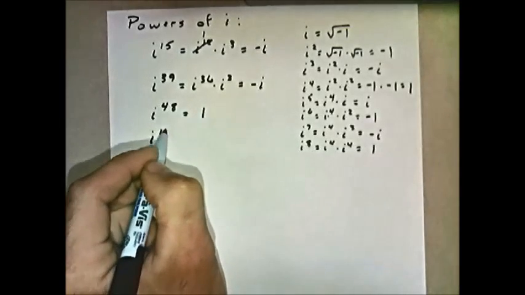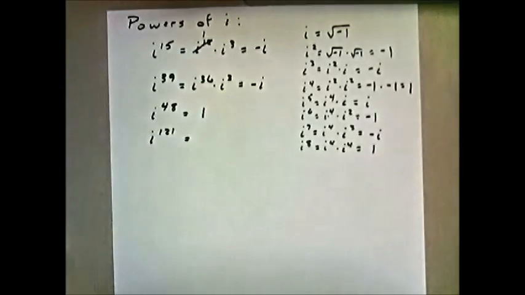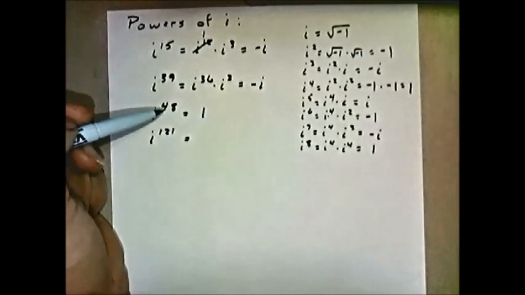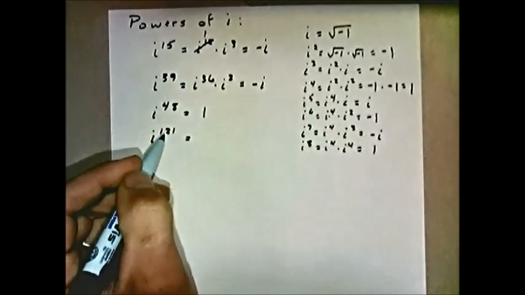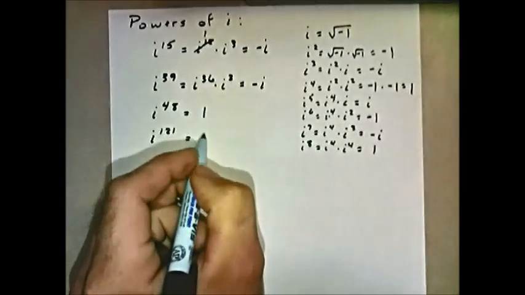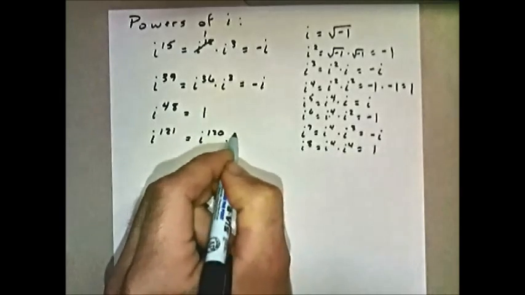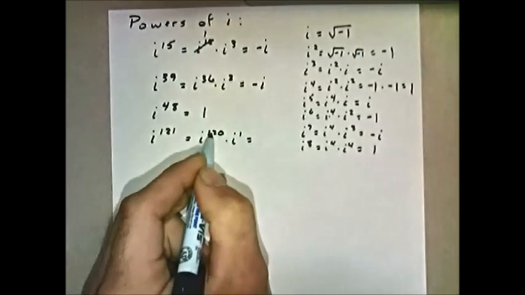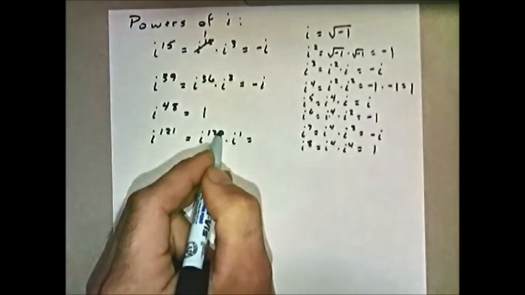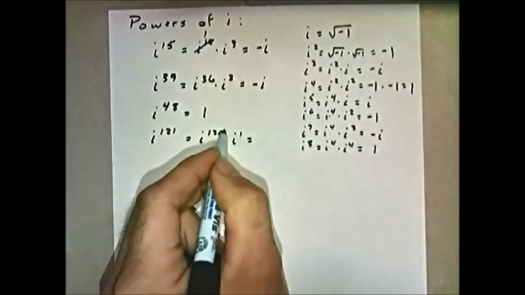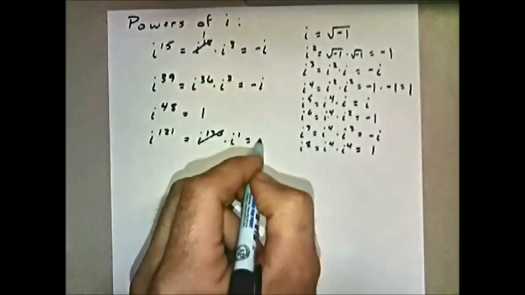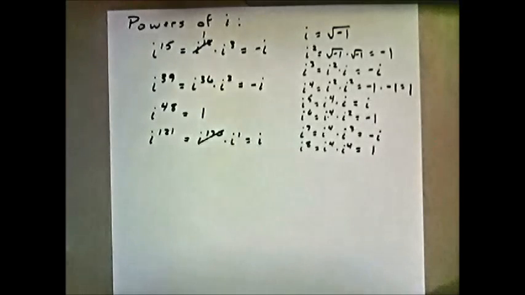Let's look at i to the 121st. Notice our exponents are getting very large. However, if we think about 121, we can break this up into i to the 120th times i to the first. i to the 120th is divisible by 4, so that's 1. i to the first is simply i, so i to the 121st is equal to i.